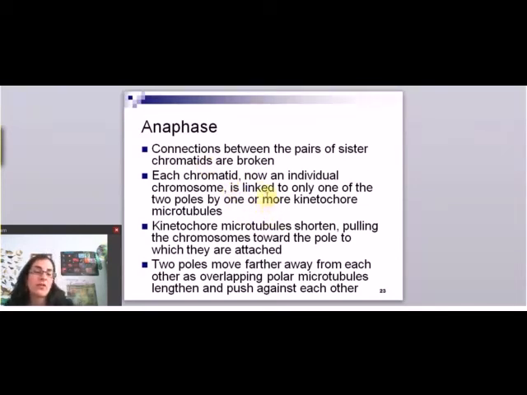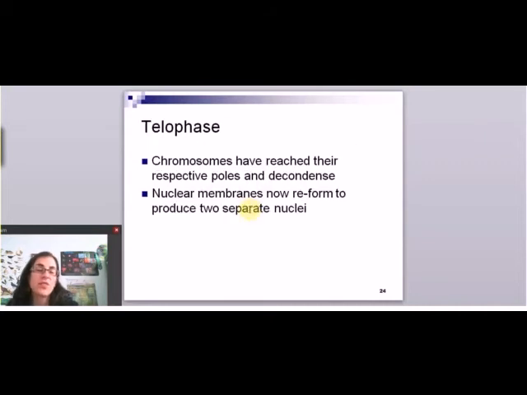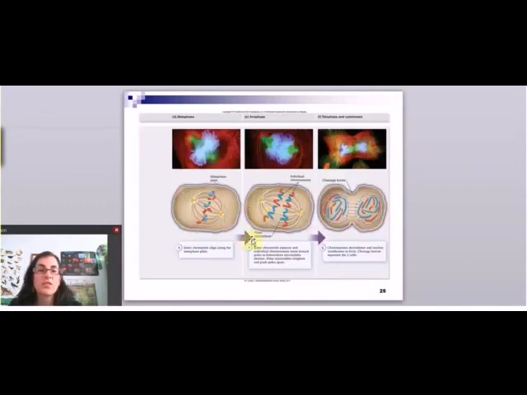The kinetochore microtubules will shorten and pull the chromatid, or now the new chromosome, towards its pole. And then telophase is when the chromosomes, sorry, rather the chromosomes, get to their side of the cell, and then the nuclear membrane will reform. So that's what these look like.